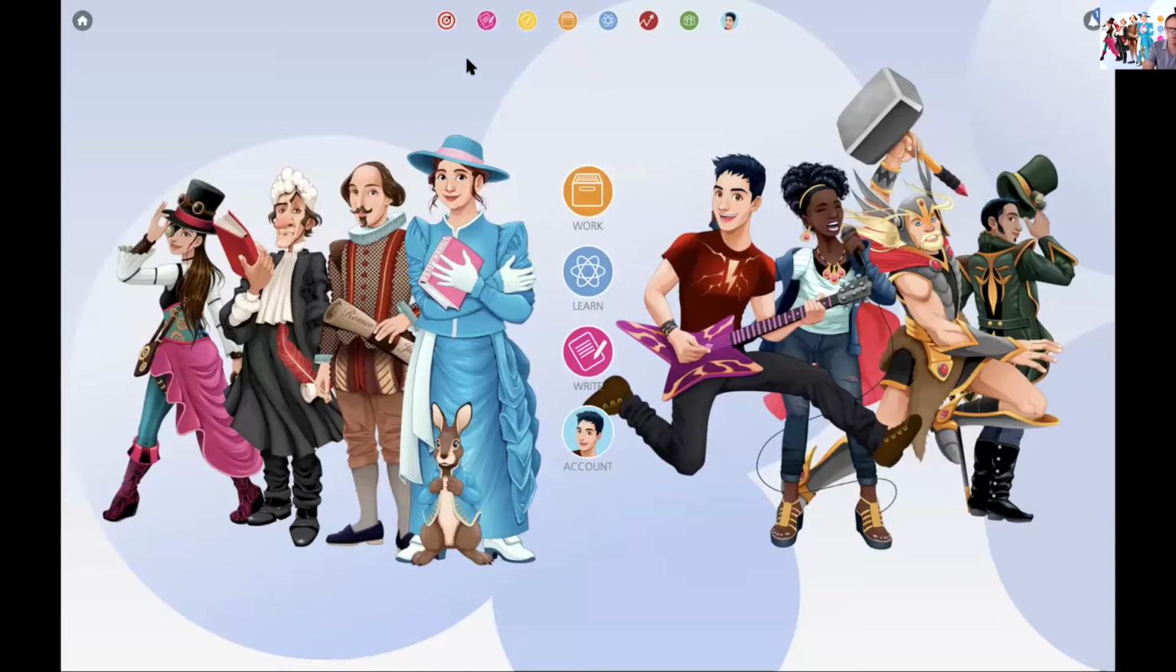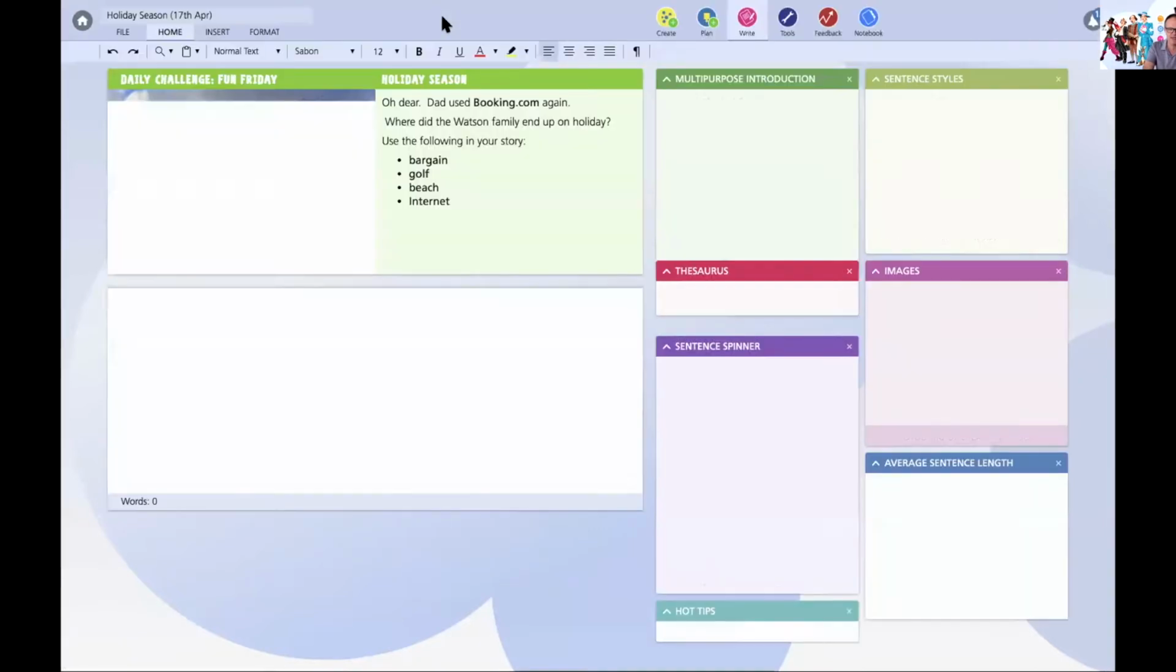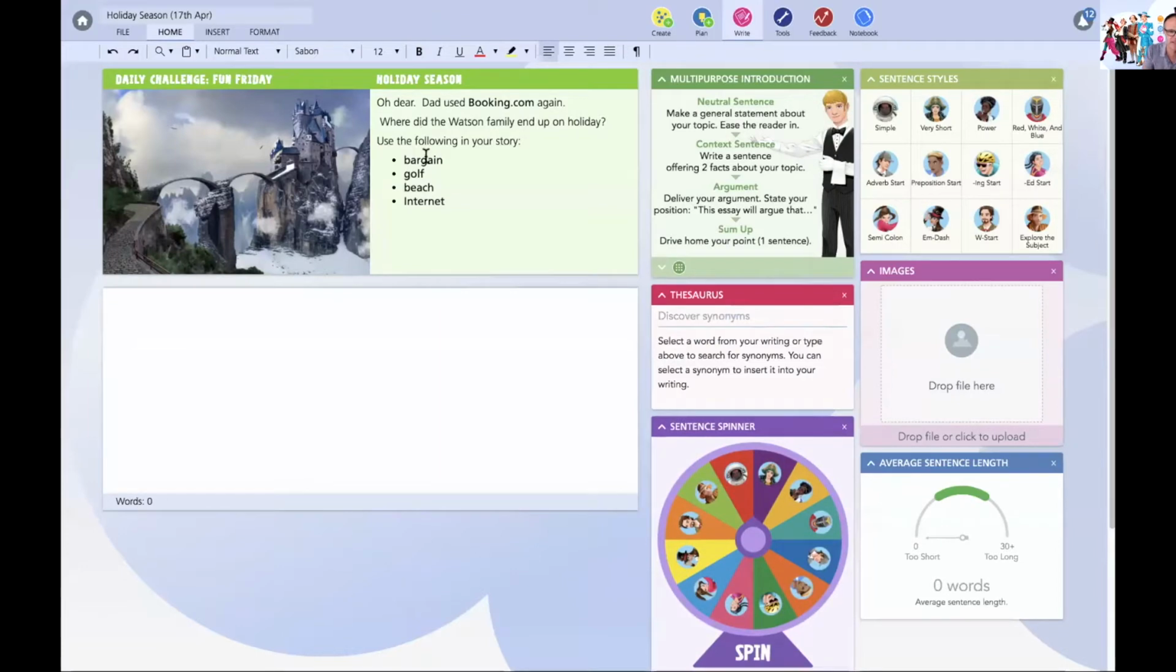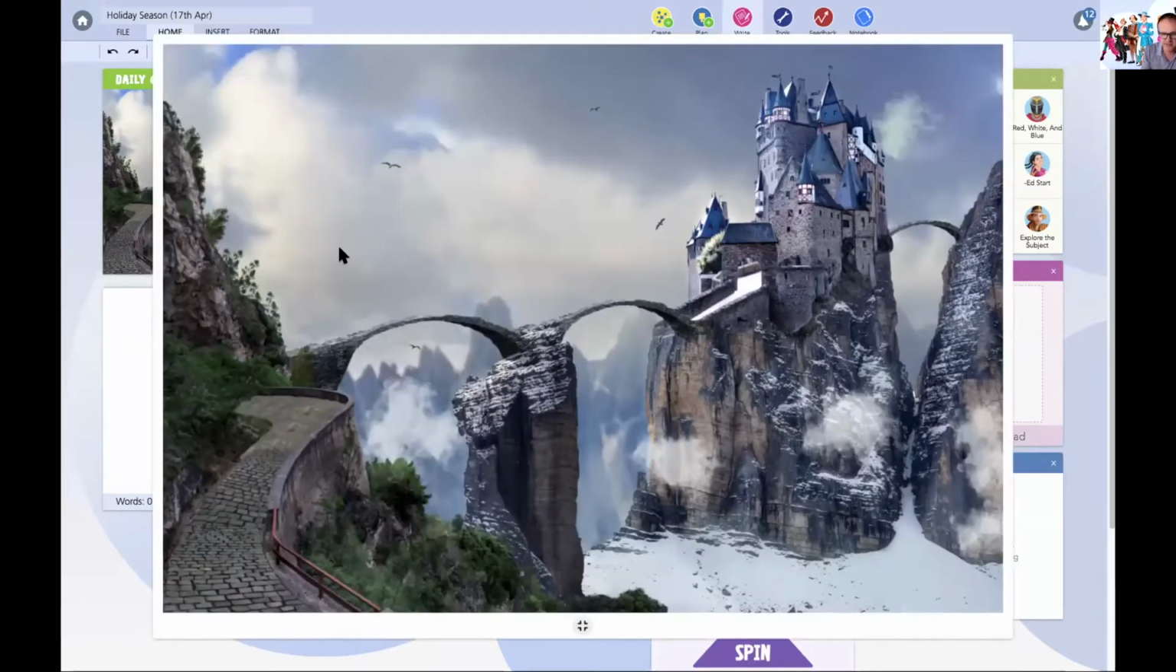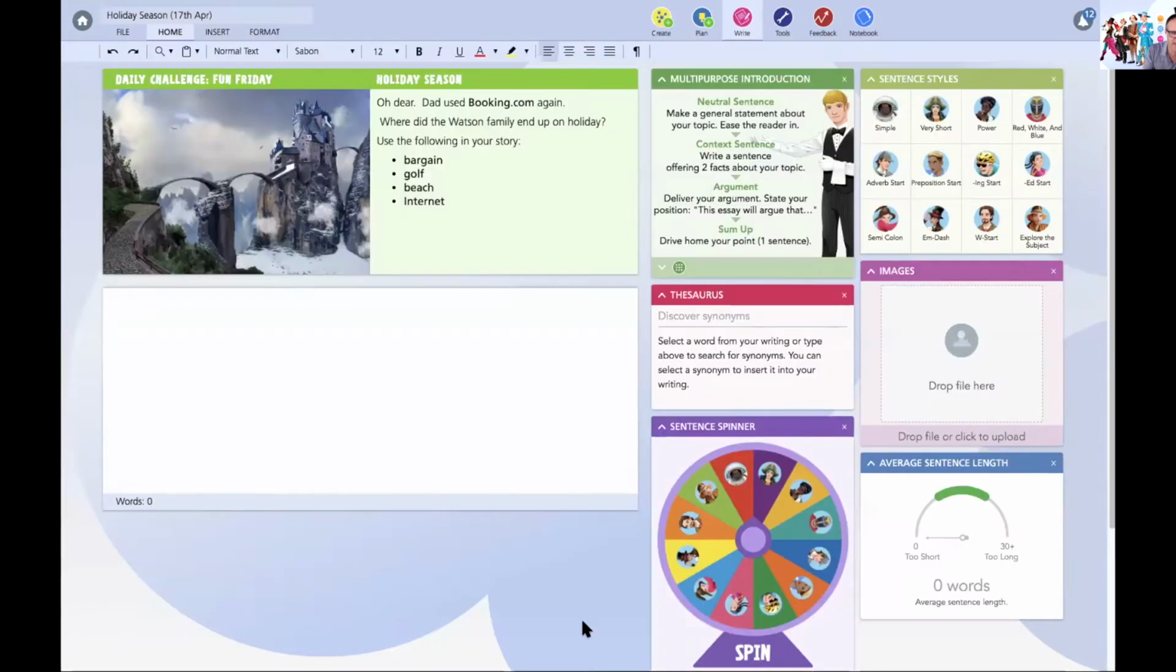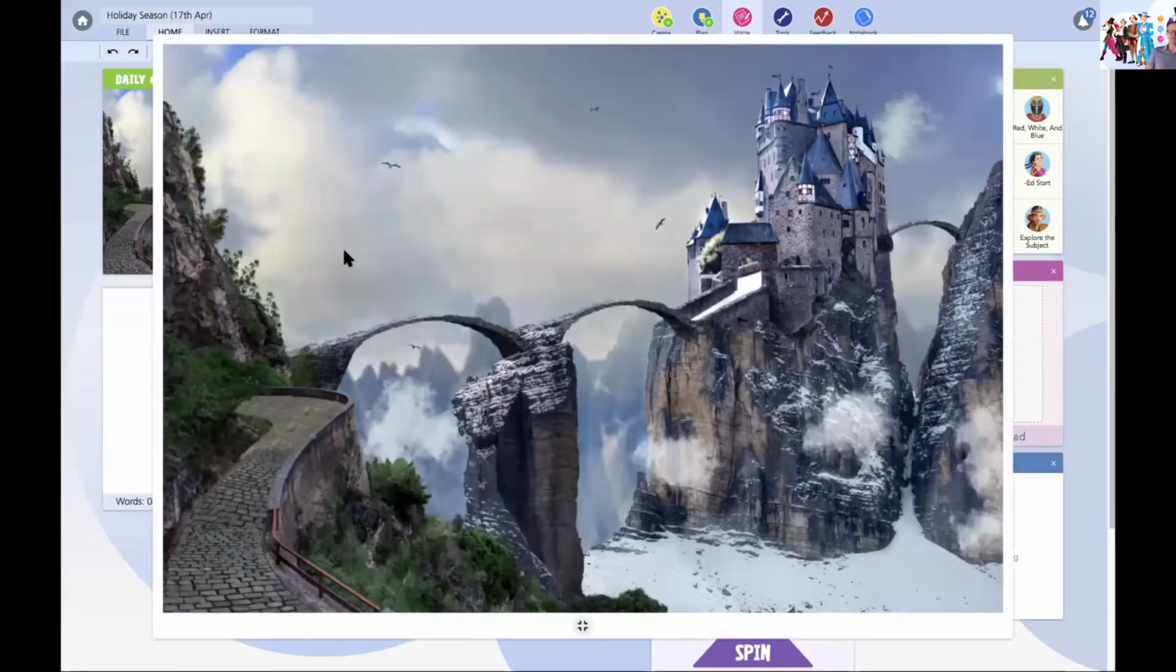Here's the Writer's Toolbox interface, and today's daily write is this. Now I've taken you straight into the student interface, what the kids will see. Blow up this image. It's a brilliant image. There it is. And the challenge: oh dear, Dad used booking.com again. Where did the Watson family end up on holiday? Use the following in your story: bargain, golf, beach, and internet. They'll have some fun doing that, and I'm sure you will too.